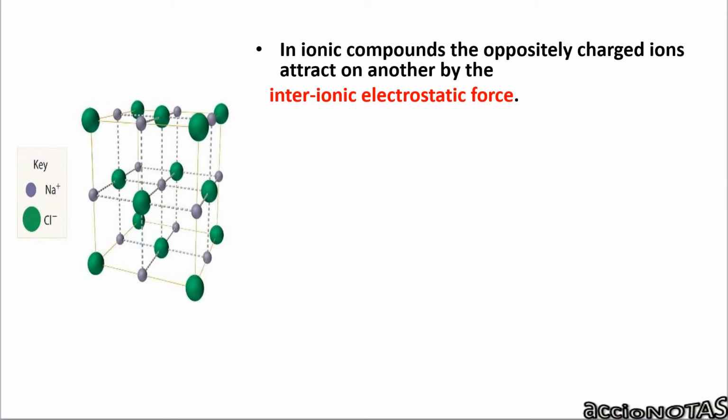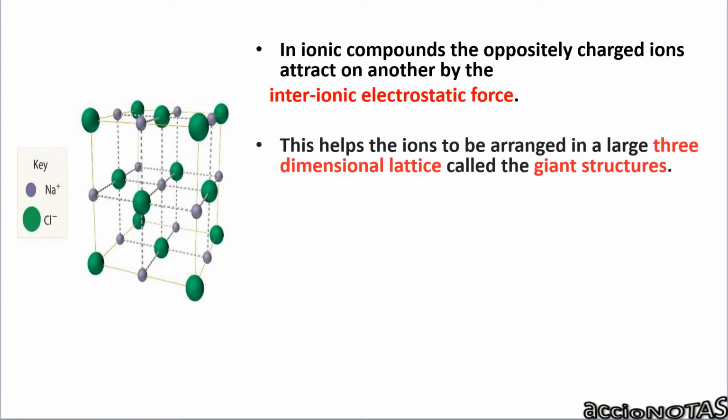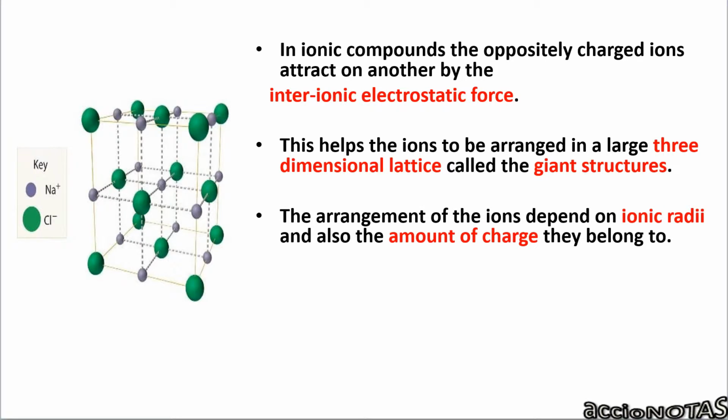In ionic compounds, the oppositely charged ions attract one another by the inter-ionic electrostatic force. This helps the ions to be arranged in a large three-dimensional lattice called the giant structure. The arrangement of ions depends on ionic radius, which means the number of shells they have. The larger the number of shells, the larger the ionic radius. And also the amount of charge they carry. For example, sodium has +1 charge and magnesium has +2 charge. So obviously magnesium will have a bigger charge.